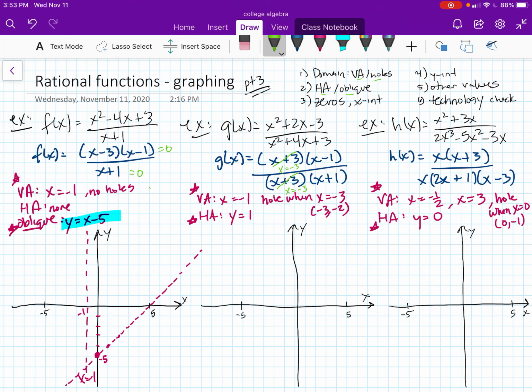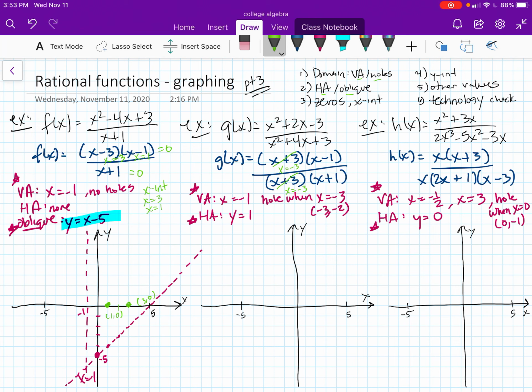So I could tell by inspection that the x-intercepts are going to be x equals 3 and x equals 1, right? And as points, we would write (3, 0) and (1, 0). All right, those are the x-intercepts.